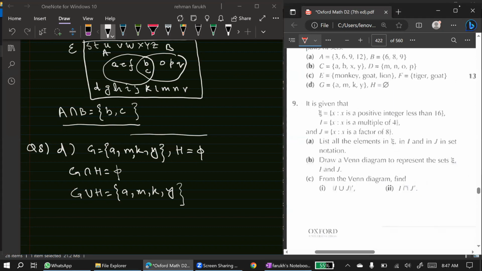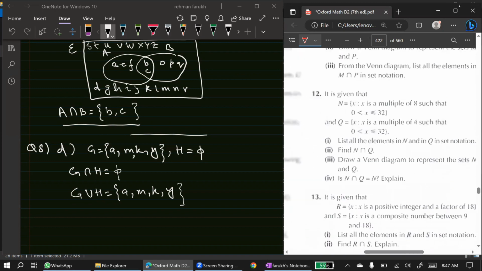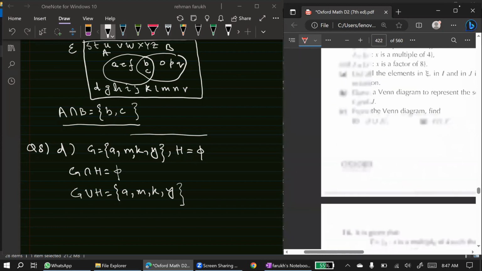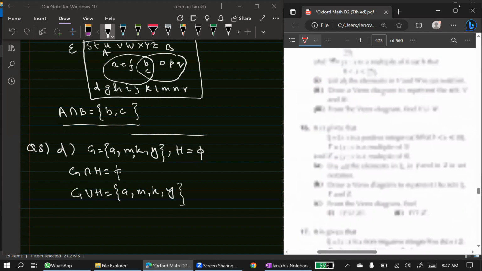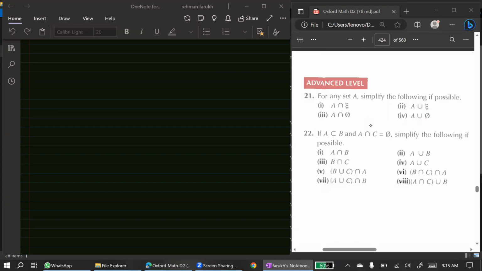Now you are supposed to attempt the questions of this exercise. Aur 5-5 karke aap bhejein. Isme jo problems hongi wo hum unko discuss kar lenge. We will attempt question number 21 from exercise 14C.